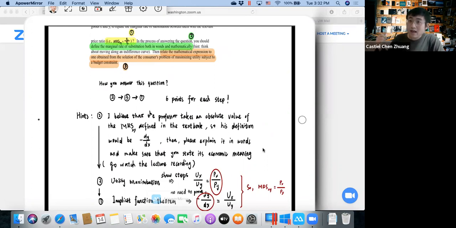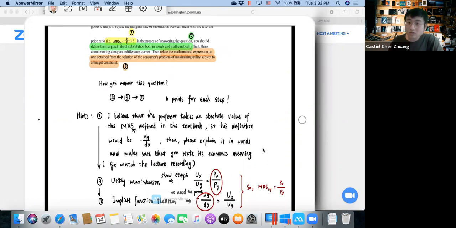And then now you can know that x and y are implicit functions of each other. And then we talk about how to get the relationship between these two, right? So dy over dx is going to be negative of u sub x over u sub y. And then we move the negative sign to the left-hand side, so you get this expression. So look at this. What is this? Negative dy over dx is the marginal rate of substitution.